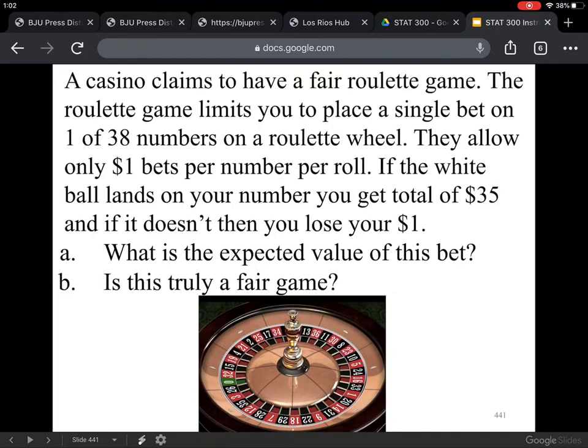A casino claims to have a fair roulette game. The roulette game limits you to place a single bet on one of 38 numbers on a roulette wheel. They allow only dollar bets per number per roll. If the white ball lands on your number, you get $35. And if it doesn't, then you lose $1. Okay, what is the expected value of this bet? Is this truly a fair game? Now, there's a couple of interpretations of a bet. We're going to make this as simple as possible, okay? What's the expected value, and is this truly a fair game?